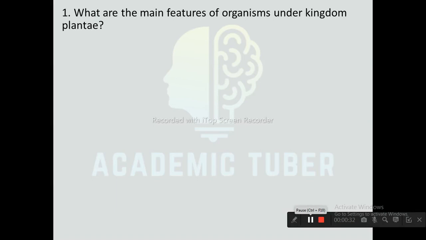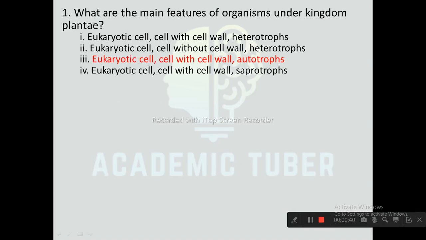Okay, starting from question number 1. What are the main features of organisms under kingdom Plantae? And the options are: eukaryotic cell, cell with cell wall, heterotrophs. Next one is eukaryotic cell, cell without cell wall, heterotrophs. Next one is eukaryotic cell, cell with cell wall, autotrophs. And the last one is eukaryotic cell, cell with cell wall, saprotrophs. And the correct option is option third, that is eukaryotic cell, cell with cell wall and autotrophs.